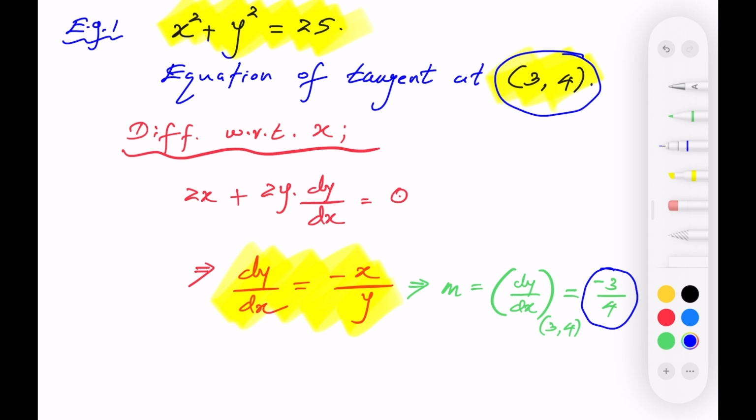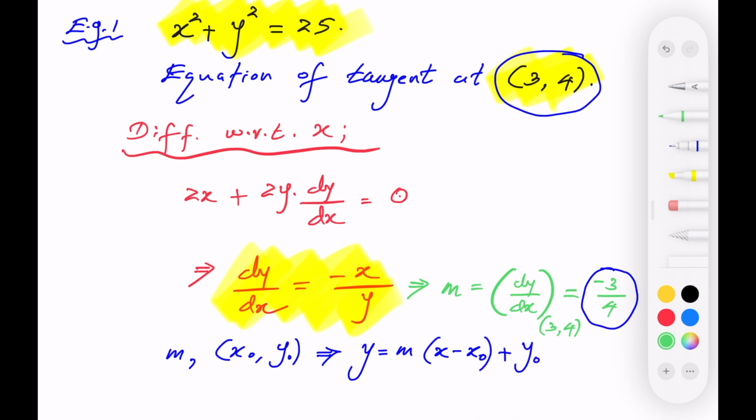You can write down the equation of the straight line using the point slope form. If the slope is equal to m, and the point is (x0, y0), then the equation of the straight line is y equals m times (x minus x0) plus y0. Note that x0 for this example is equal to 3, y0 is equal to 4, and m is equal to negative 3/4.